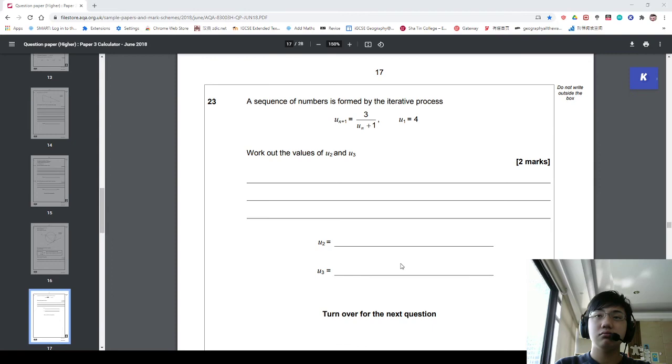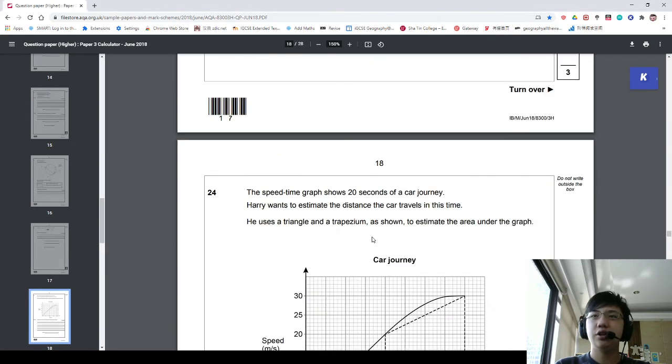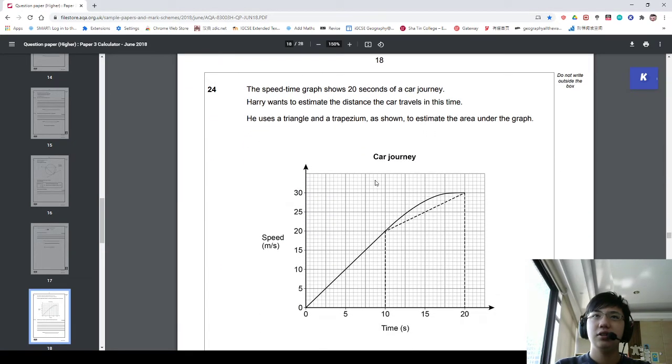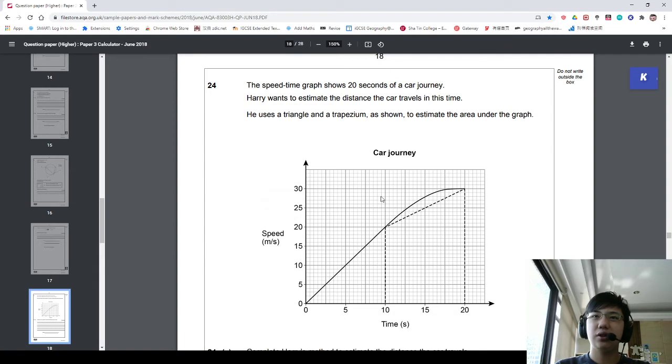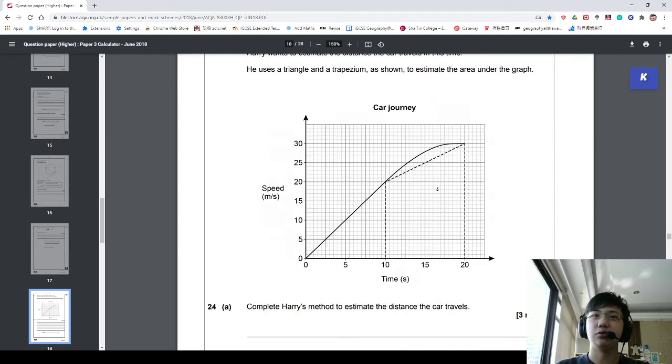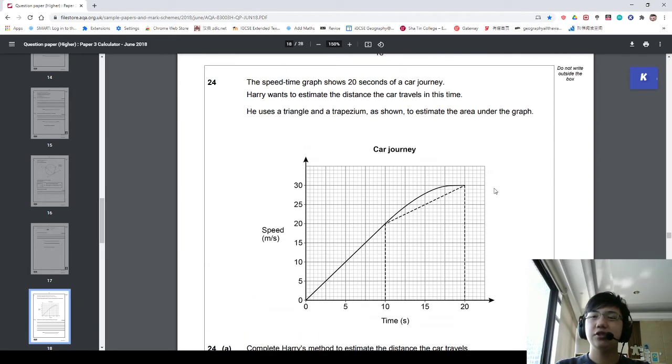Moving on to question 24. A speed time graph shows 20 seconds of a car journey. Harry wants to estimate the distance the car travels in this time. He uses a triangle and a trapezium as shown to estimate the area under the graph. Complete Harry's method to estimate the distance the car travels.